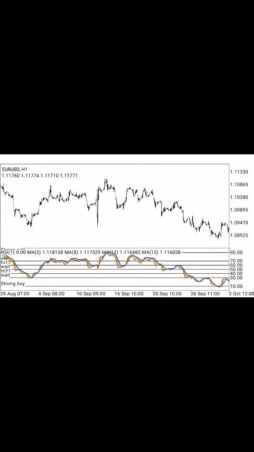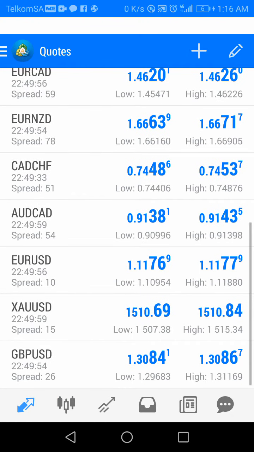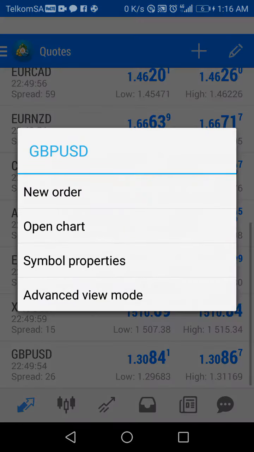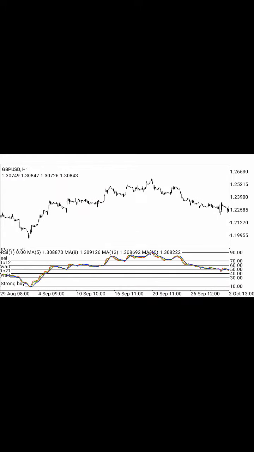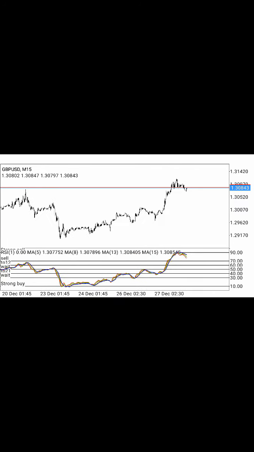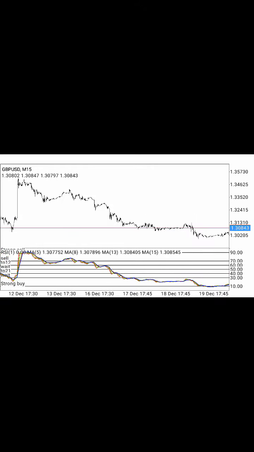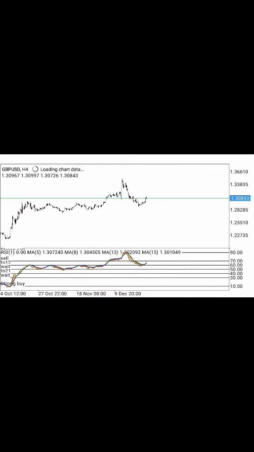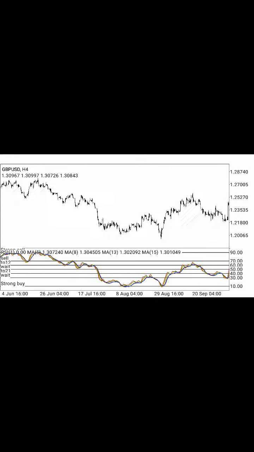Let's go on to the other currency pairs. Let's check, maybe GBP/USD. Open the chart, let's go back in time. It works well on the 15 minute chart, but especially if you want to scalp, it's way too massive. So I recommend you use the 4 hour, 1 hour and 15 minute charts.